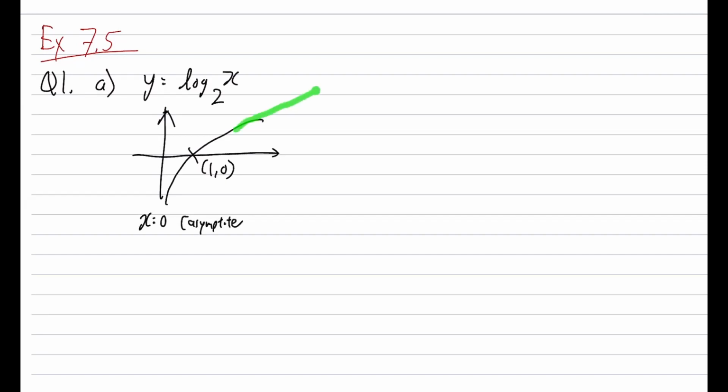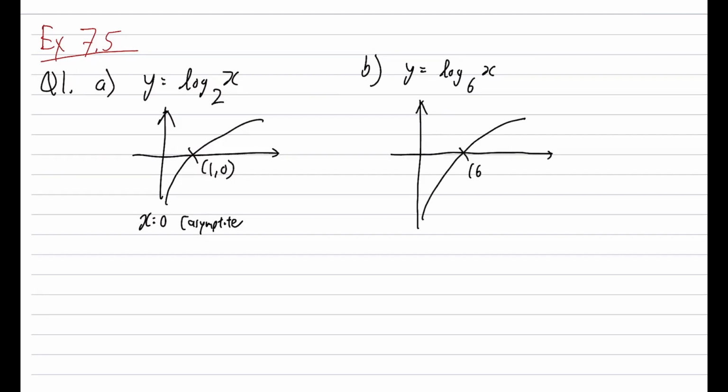And it just keeps on increasing. It's just increasing very slowly. Okay? How about part B? y equals log x base 6. There is no difference. On this one, they ask on a separate diagram, right? So there is no difference. It's still the same graph. Oh, sorry, (1, 0). Still x equals 0 asymptote.